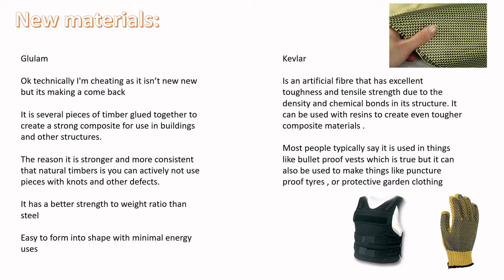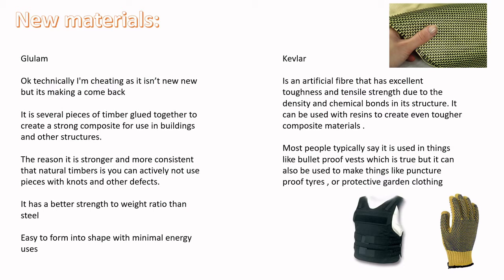Then you got Kevlar. Now, Kevlar actually is a brand name. I haven't put the actual technical name on there, so I apologize, but you can say Kevlar in your exam, that is fine. But that's just an artificial fiber that has really good toughness and tensile strength because of how dense it is and because of the actual structure of the chemical bonds that you've got in there. And then you can mix it with resin as well to make even stronger composites.